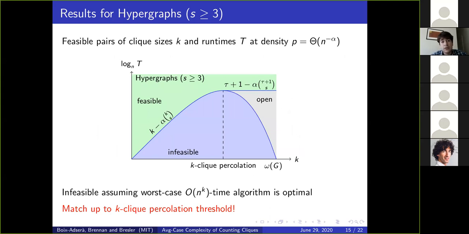In this diagram, the y-axis is the log of the amount of time that an algorithm for counting the number of K-cliques in a hypergraph has to take, and the x-axis is the size of the K-cliques that you're counting, so it's K. If you assume that the worst case algorithm is optimal, you get a feasible regime. You can derive this blue region, an infeasible regime where you can prove that there are no algorithms that run in that time that count K-cliques in these sparse Erdos-Renyi hypergraphs. And in fact, up to the K-clique percolation threshold, this matches the algorithm that we derive in the paper for counting K-cliques in Erdos-Renyi hypergraphs.